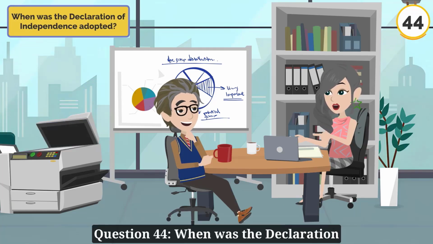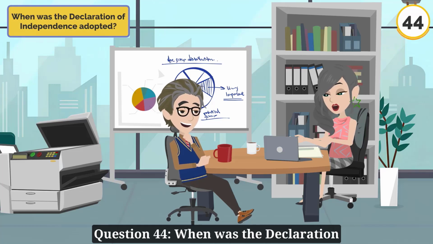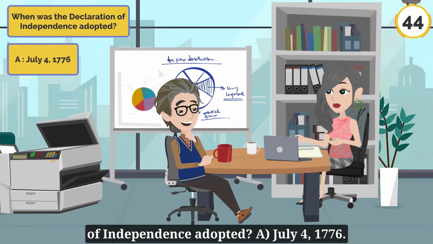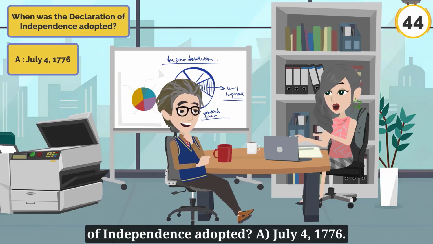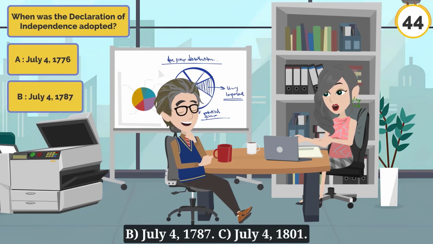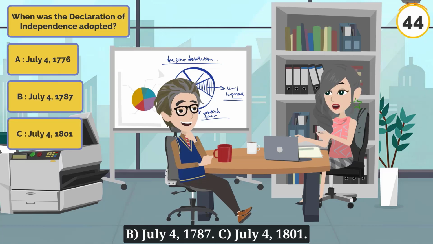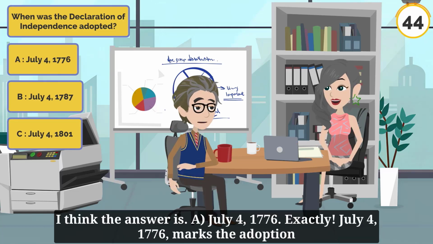Question 44. When was the Declaration of Independence adopted? A. July 4th, 1776. B. July 4th, 1787. C. July 4th, 1801. I think the answer is A. July 4th, 1776.